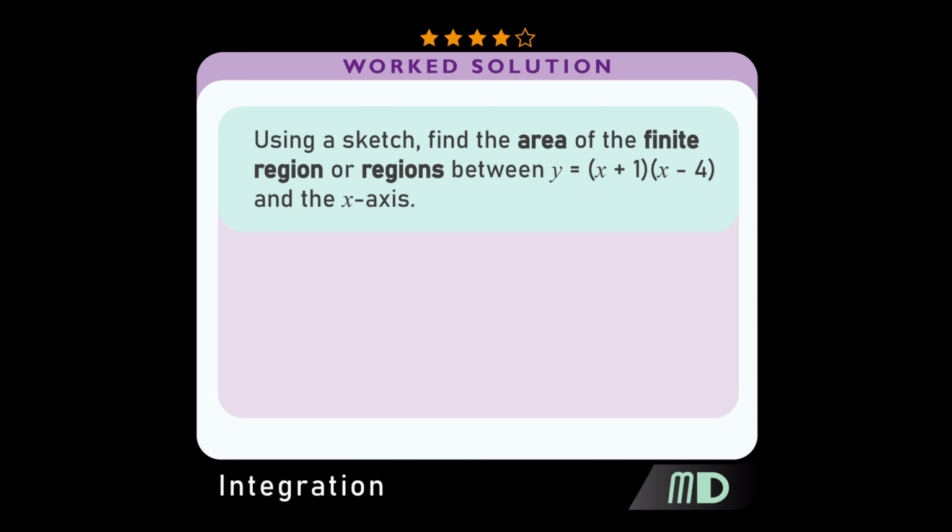Answering this question is a 5-step process. First, by sketching the graph of the function, we can identify the region that we are calculating the area of. Then, we need to expand the brackets and integrate each term separately, using the power rule for integration, before substituting the limits and simplifying to find a value for the area.